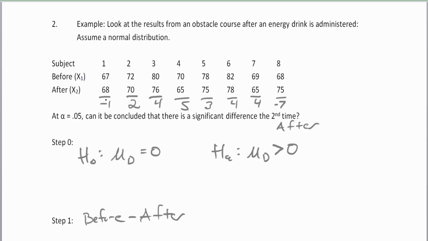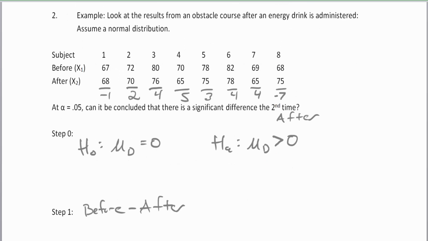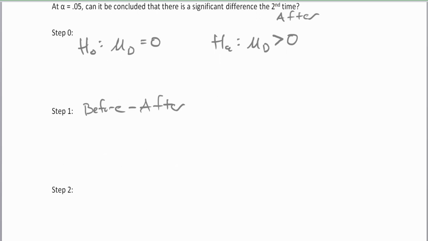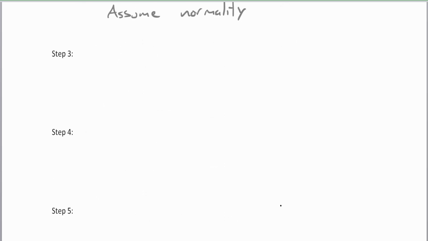Now, if you did after minus before, you would notice that most all of these were negative, so you'd make sure that your alternative hypothesis was in a negative way. Now, step 2, I have up in the problem assume a normal distribution. I put it in there. So we have no outlier check. This is really good. No outlier check. Assume normality. Okay. So we can assume normality here. And now we're on to step 3, 4, and 5 to finish the video.